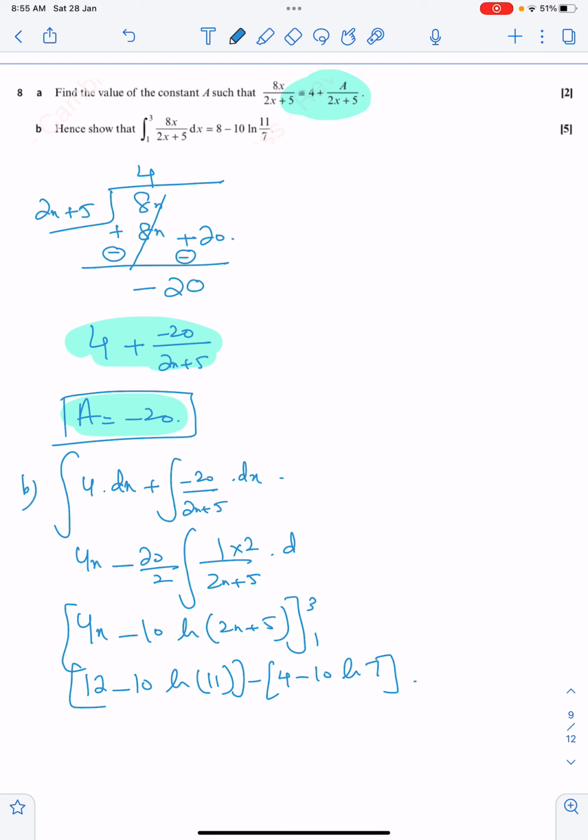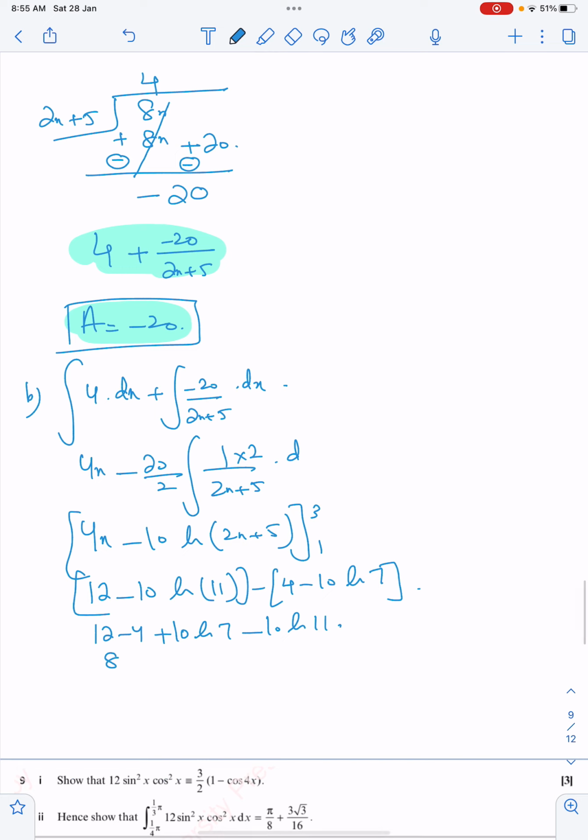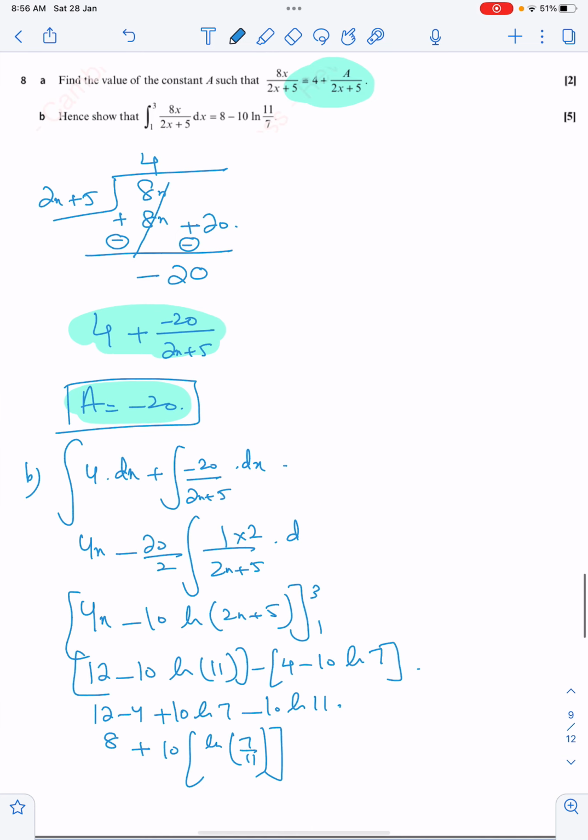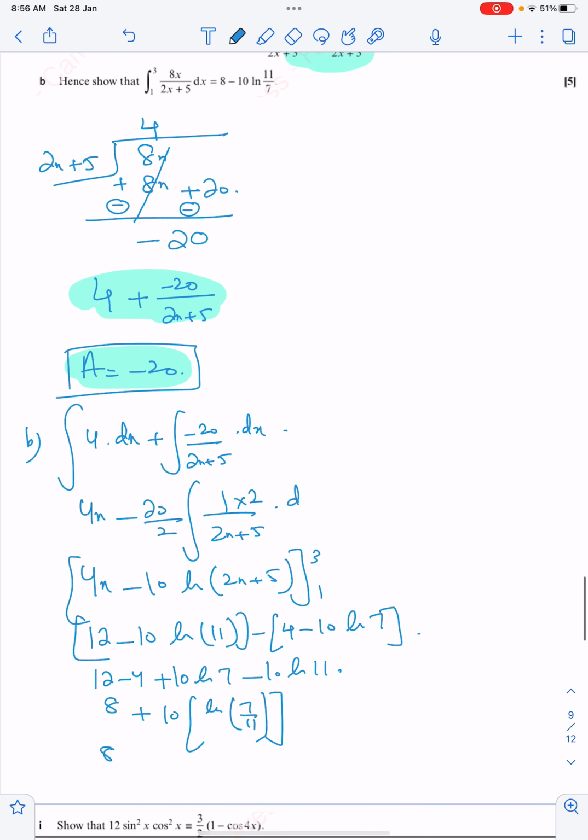Okay, let's simplify this. I'm writing all the constants together, 12 minus 4, plus 10 ln 7 minus 10 ln 11. 12 minus 4 is 8 plus, if I take out 10 as common, I'll be left with ln 7 upon 11. So 8 plus 10 ln 7 upon 11 is the final answer.